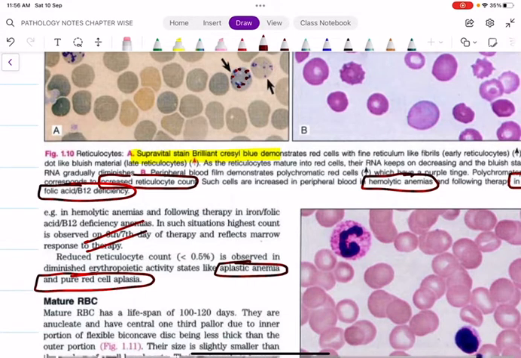When we say that it is very less, that means when it is less than 0.5%, it is extremely less. This is seen in pure red cell aplasia, where we have a lot of syndromes coming under that, which we will discuss later. And next is what we call aplastic anemia.